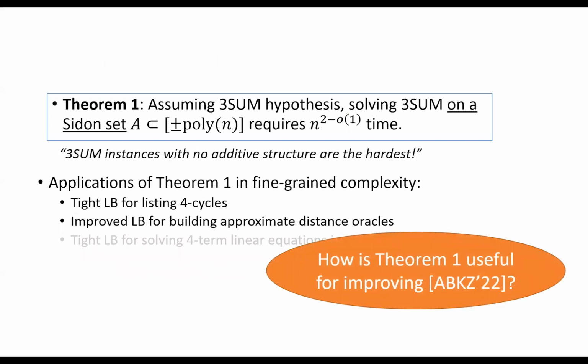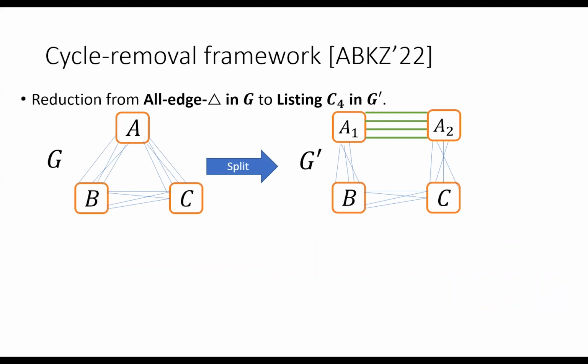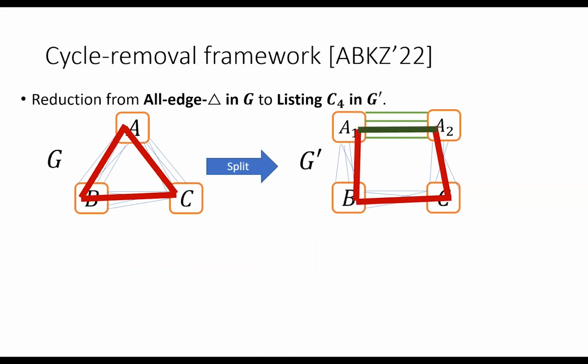Now, let me explain how our Theorem 1 is useful in obtaining these improved results for these graph problems. To see this, we need to first look at the framework by the previous paper by Abboud et al., the cycle removal framework. Let's first look at a very natural attempt to reduce from the OV triangle problem to the C4 listing problem. Let's say the triangle instance is a tripartite graph. Then we can split one of the vertex parts into two parts and connect them by a matching. In this way, a triangle in the original graph is mapped to a four cycle in the new graph. So a C4 listing algorithm on the new graph can potentially be helpful for finding triangles in the original graph.